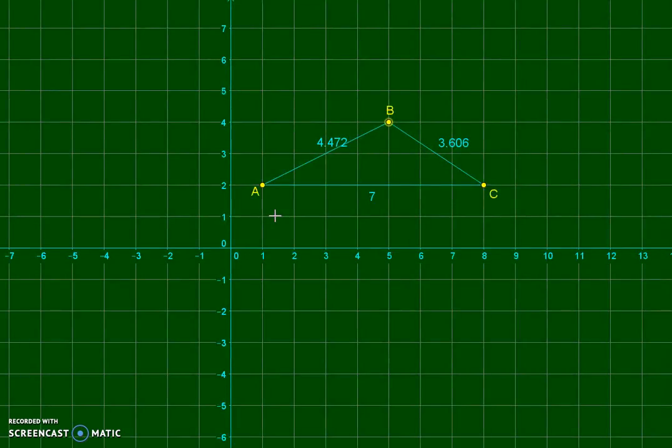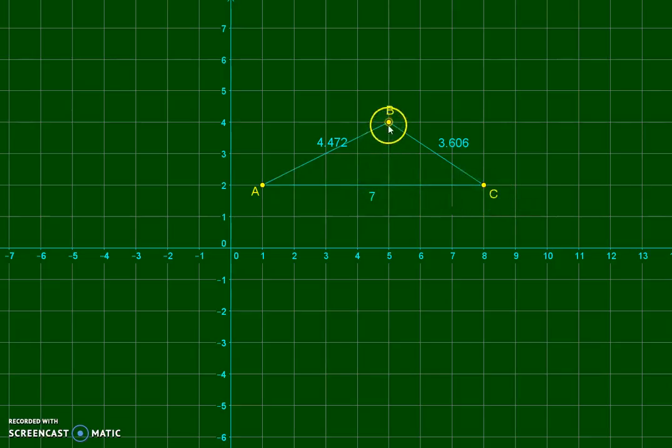Now, I like to get a visualization of this because it might be kind of cryptic when you look at it at first. So let's take a look at a graph. So here we see in triangle ABC, AC is 7, AB is a little bit more than 4, and BC is a little bit more than 3. So clearly AB plus BC is greater than 7.